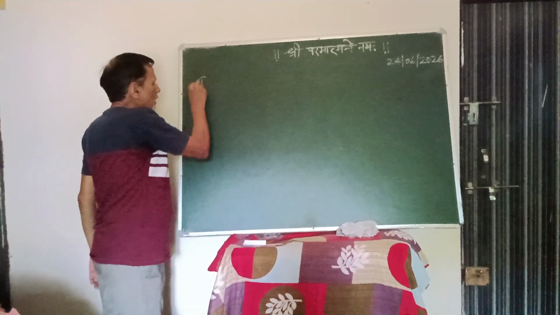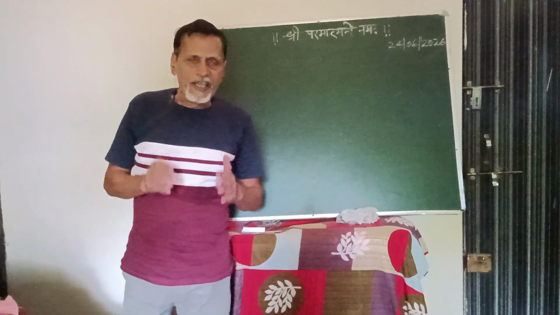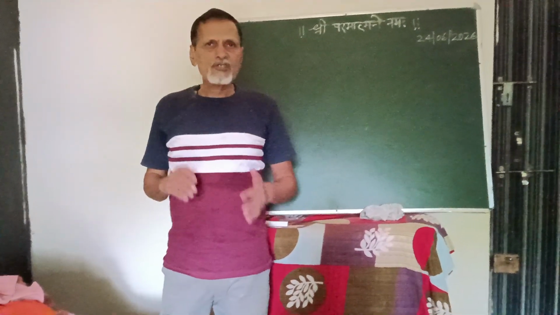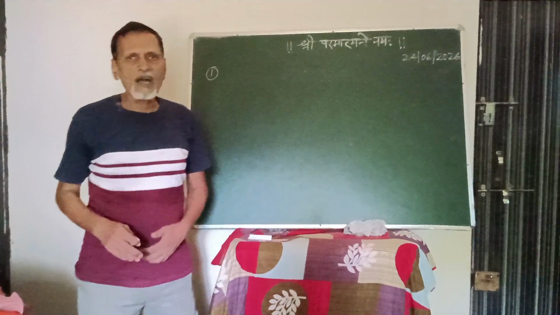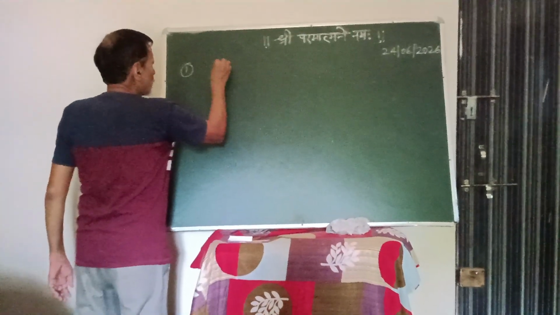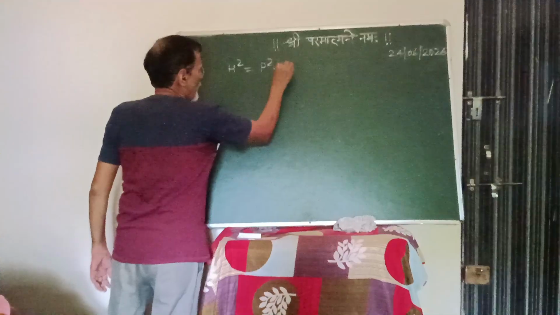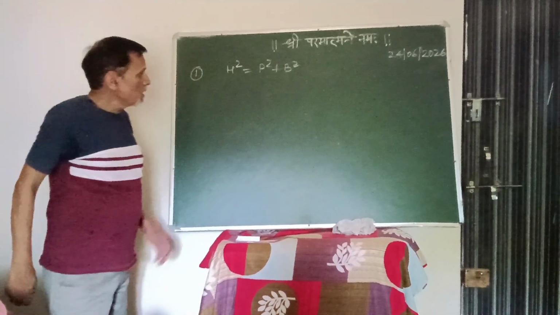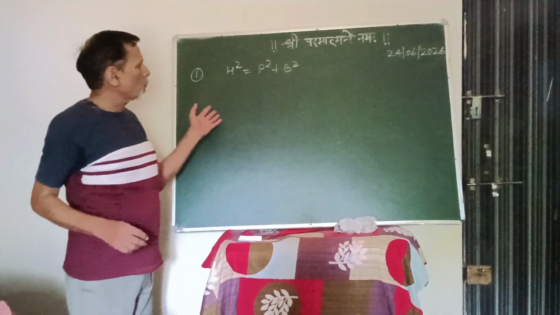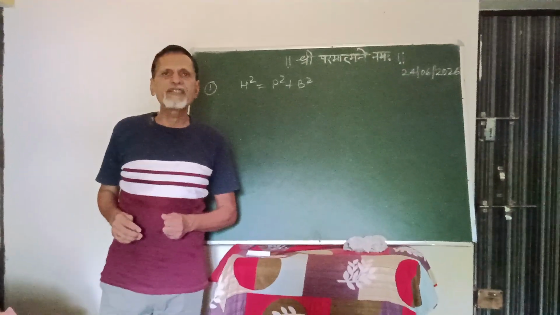Today, I want to take the topic in which we reduce the formulas of trigonometry. Number one, all of you know that in Pythagoras theorem, the area of the square on the hypotenuse is equal to the sum of the areas of the squares on the other two sides. I mean, h square is equal to p square plus b square. From this, we will deduce three formulas of trigonometry which are very much useful to solve identities.